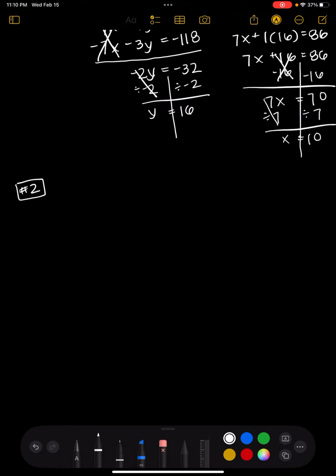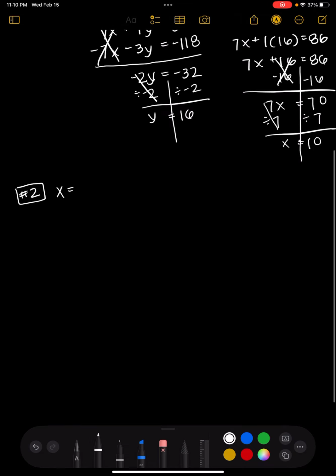So this time we're looking for the number of students in vans and buses. So what I'm going to do is say X has to be equal to vans, and Y has to be equal to buses. All right, so now let's write the equations. The first equation will be for High School A, and then the second equation will be for High School B.